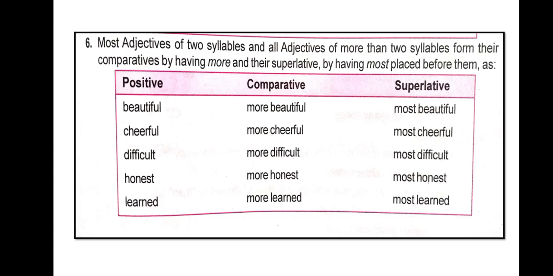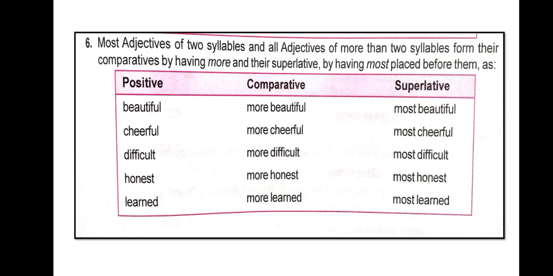Number 6: most adjectives of 2 syllables and all adjectives of more than 2 syllables form their comparative by having more and their superlatives by having most placed before them. So here we have positive, comparative and superlative. The adjectives that take more and most, we will discuss in this table.